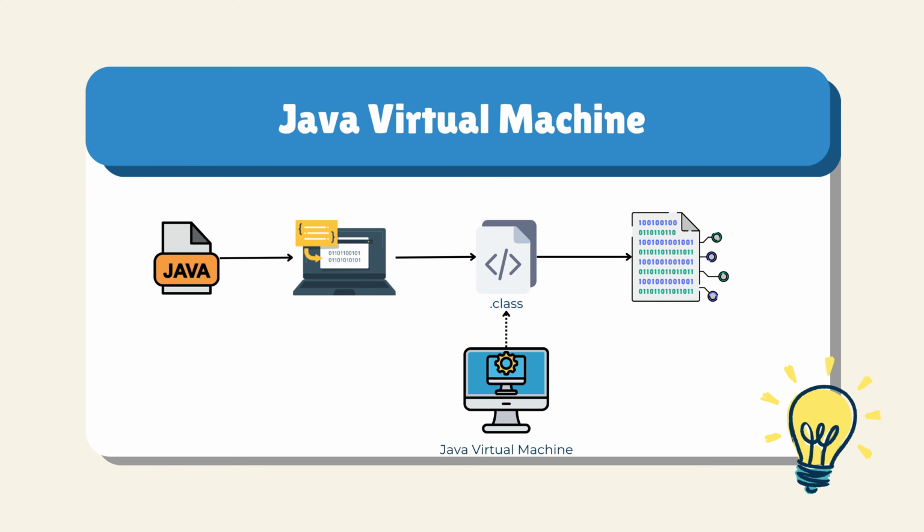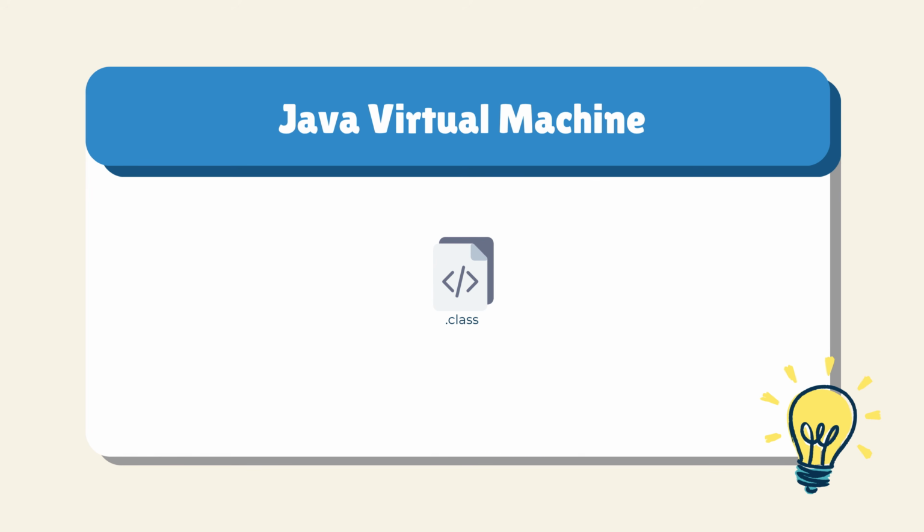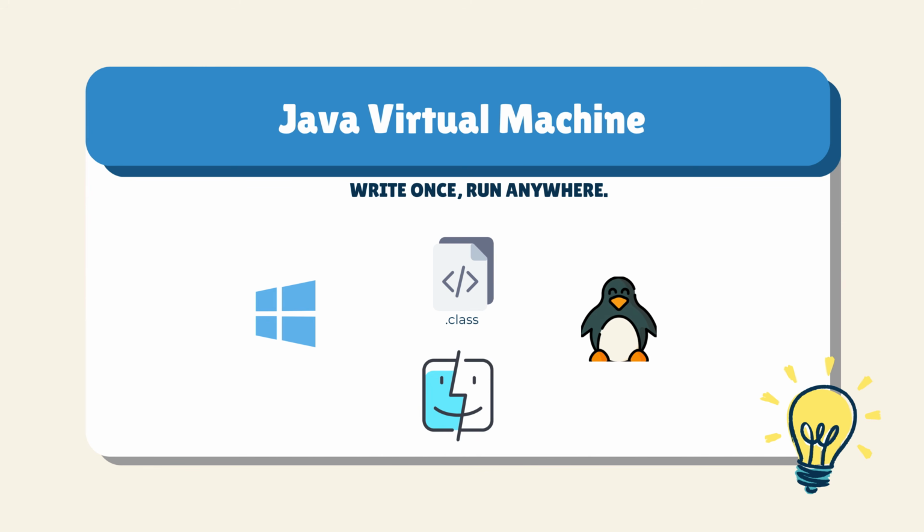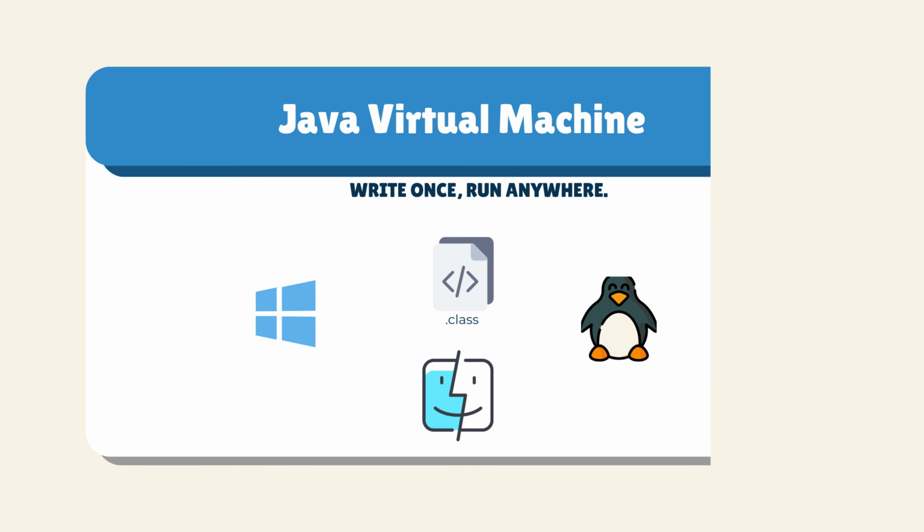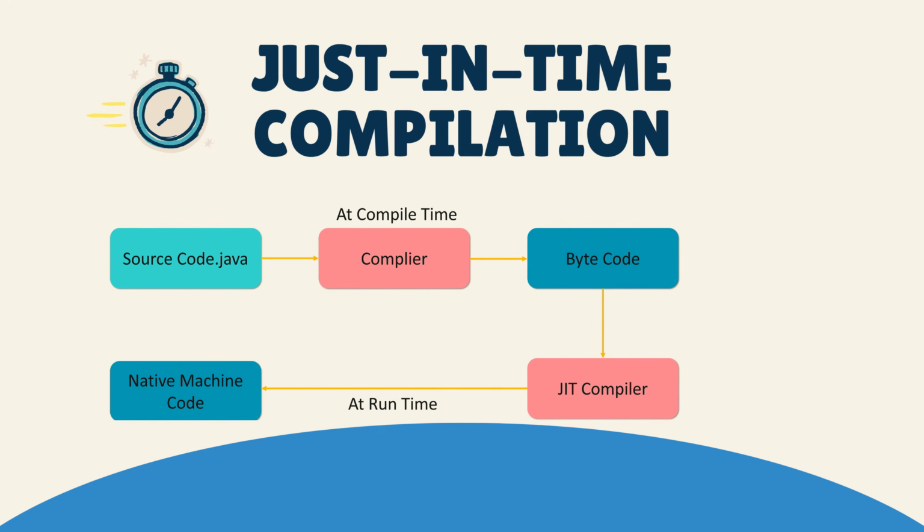The JVM interprets the bytecode into machine code that the CPU can run. This approach allows Java to achieve its famous slogan, write once, run anywhere. As long as the target machine has a JVM, your bytecode can run. But interpreting bytecode line by line still has performance costs. To solve this, modern JVMs use something called just-in-time (JIT) compilation.